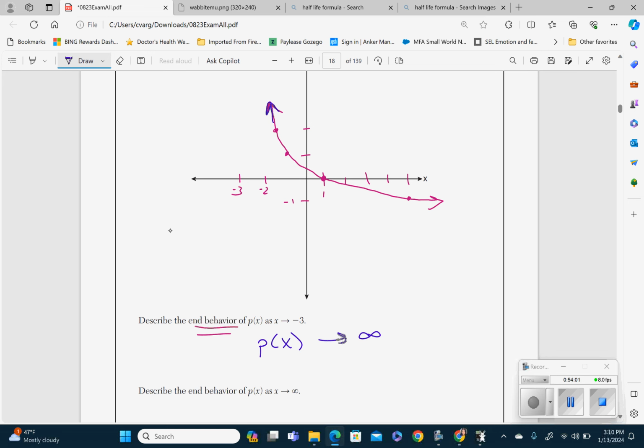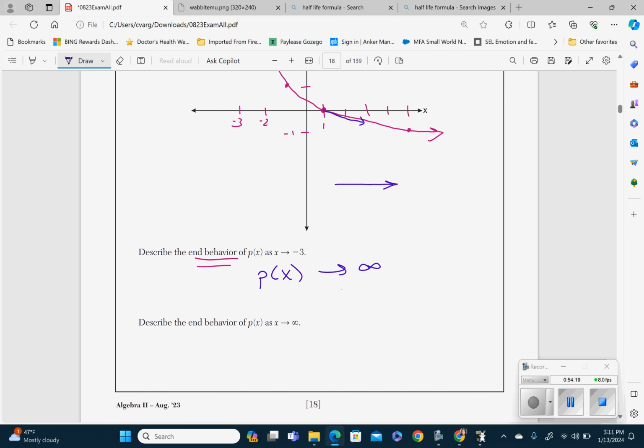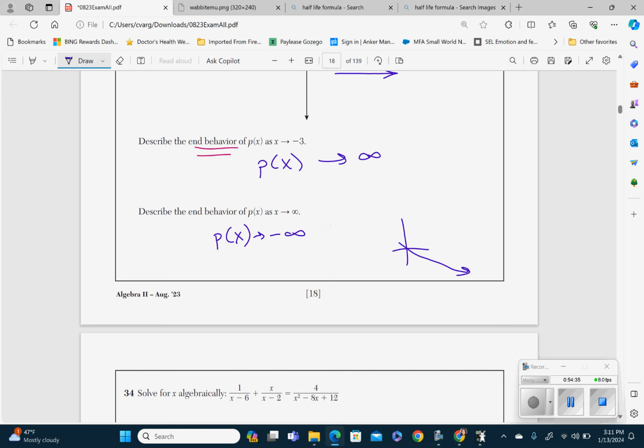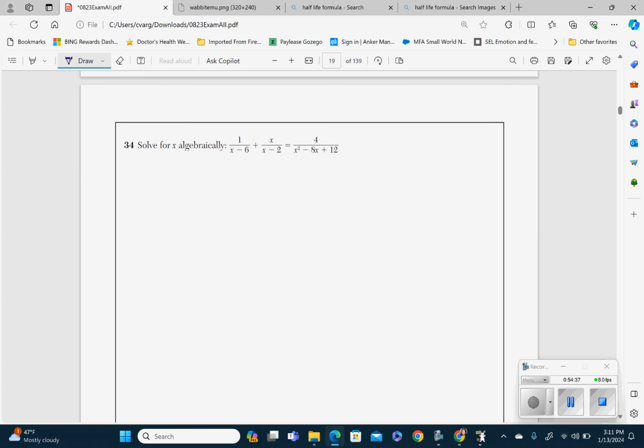Now let's look at the other side as x approaches infinity. So as we go to infinity means as we go to the right, what's happening to our y? What do you notice? It's going down, right? This is going down. If I'm being dramatic, it's going down, down, down, down, down. Eventually. I'm not going to actually draw that, but that means that our y's are going down as much as possible, right? It's going like this. So this is going towards negative infinity, okay? So that means that p of x is going towards negative infinity as x approaches positive infinity.